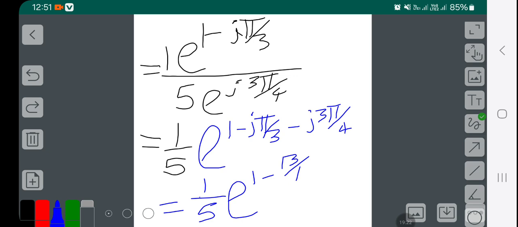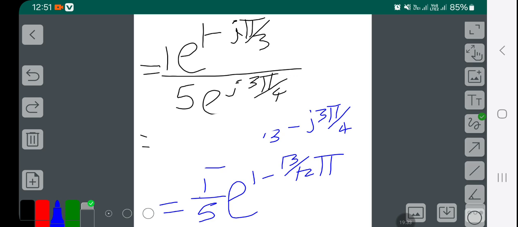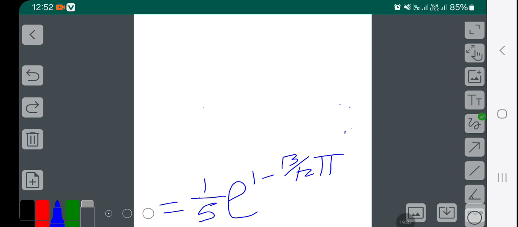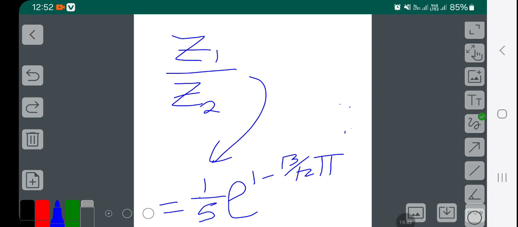13 over 12 pi. Now this one will become your expression for z1 over z2. Let me wrap this part here. I hope you did copy it. So which means we are going to say my z1 over z2 is this one in exponential form. But you just need to proceed, guys.